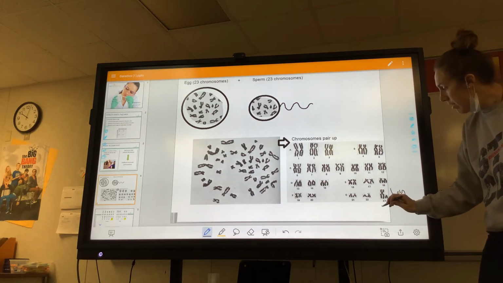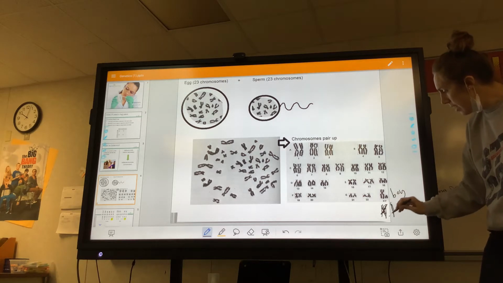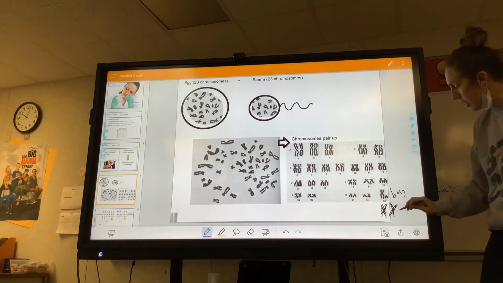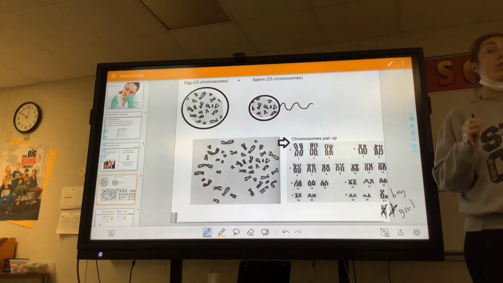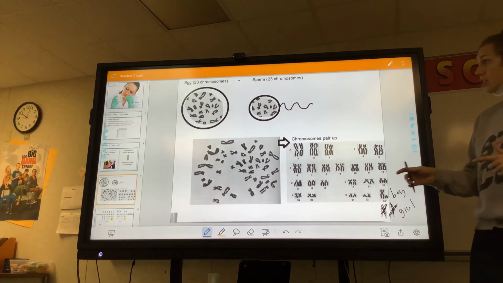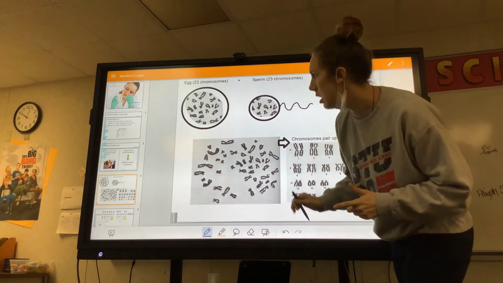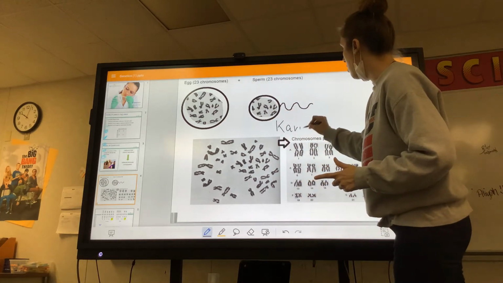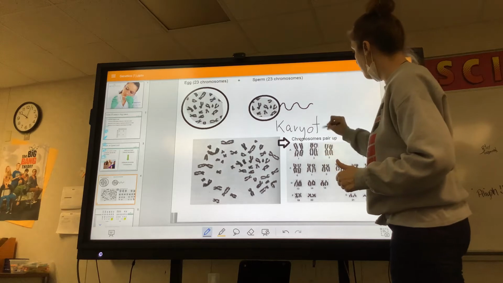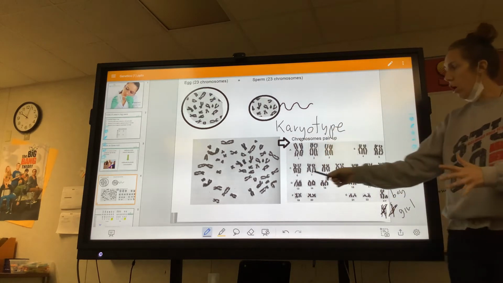But what if it was an X, X, and they looked identical? This would be a girl, okay? So, when we look at our genetics in our nucleus, this is actually called a karyotype. Let's write that on there just in case it's not on the next slide. Karyotype. It's where they look at all of the chromosomes.